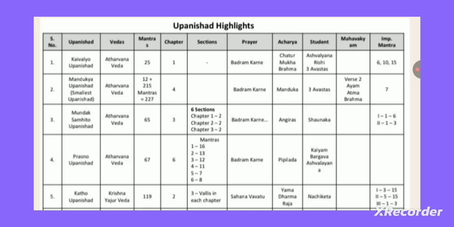Coming to the second Upanishad, that is Mandukya. This Mandukya Upanishad is also from Atharvana Veda. It is a very short Upanishad, and it is very terse, so it generates multiple doubts about the self. In brief, it has 12 mantras.